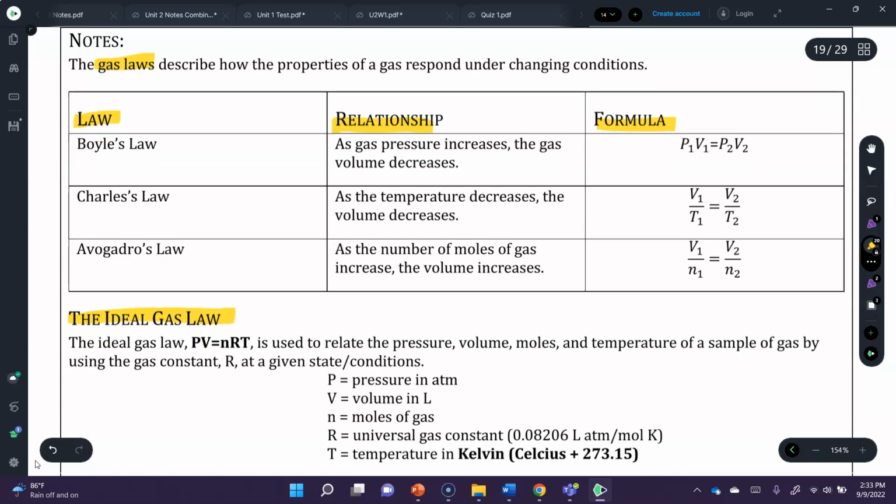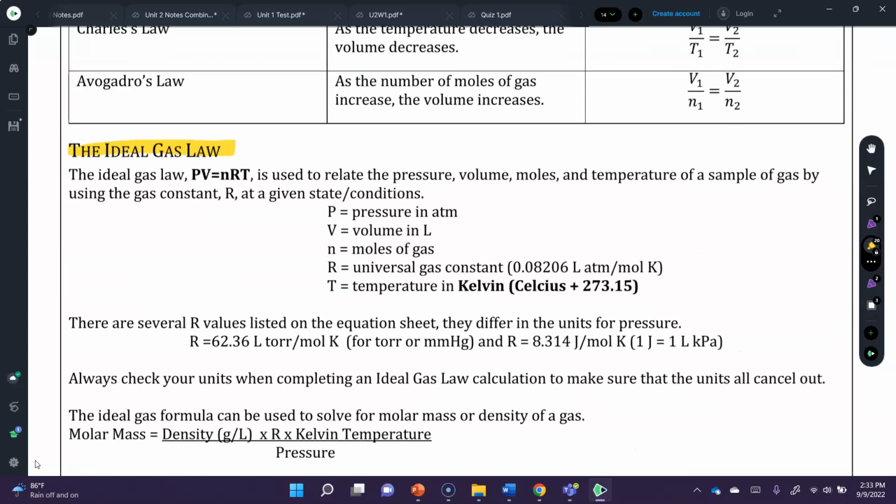Using these, somebody smart put together the ideal gas law, which is PV equals nRT. And this is used to relate the pressure, volume, moles, and temperature of a sample of gas by using the gas constant R at a given state of conditions. So we have all of these, PV equals nRT. This might actually be something really important to put on your one-pager.